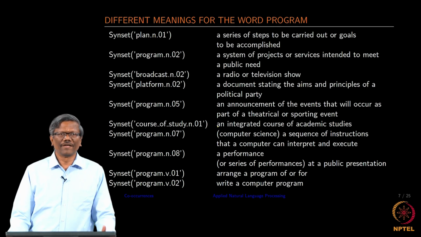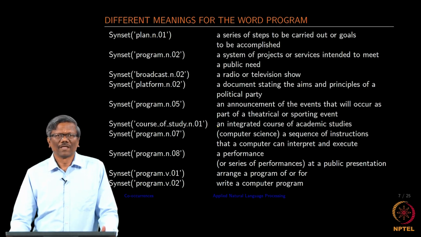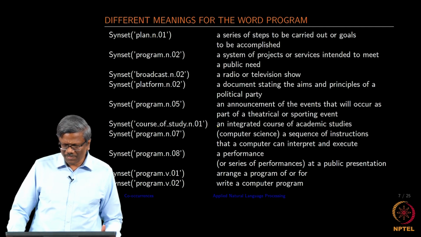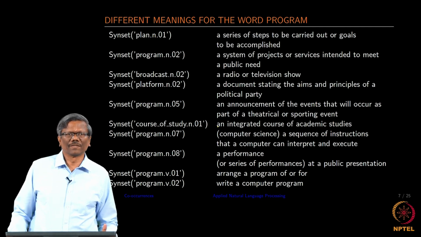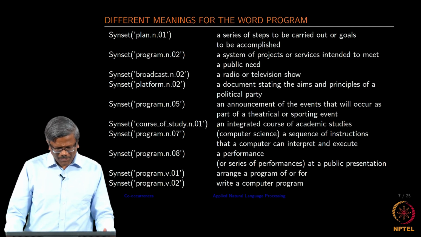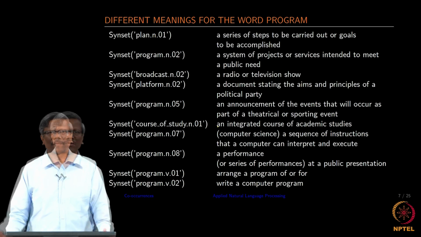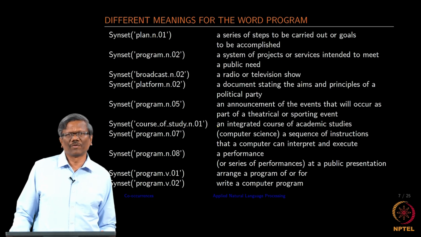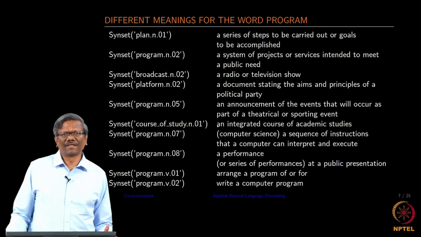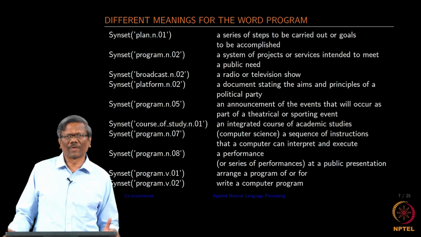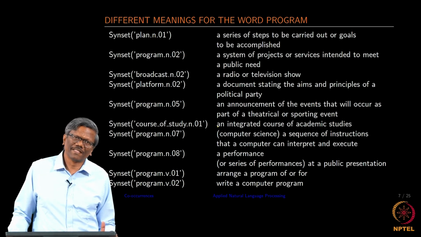Okay. It could be a radio or a television show. Okay. So, it could be a document stating the aims and principles of a political party. It is a program of a political party, correct. So, the last one is what I mentioned, write a computer program. All the meanings of the word program could be understood only when you understand the entire sentence, or if you look at the context words surrounding program, you should be able to understand the meaning of the word.